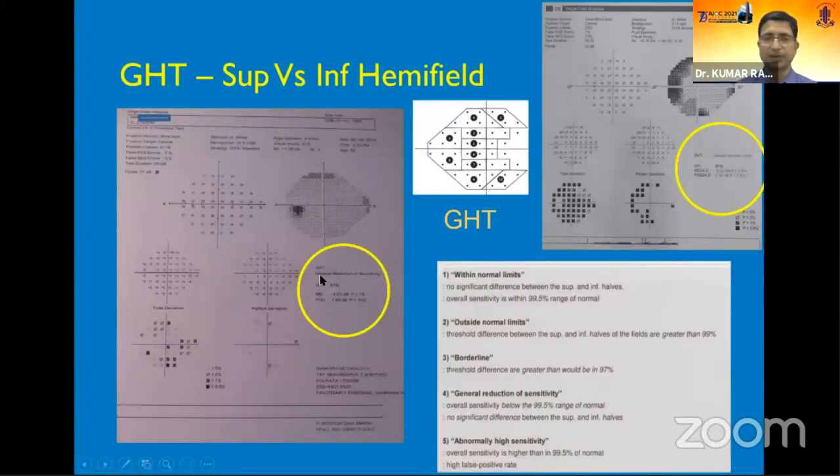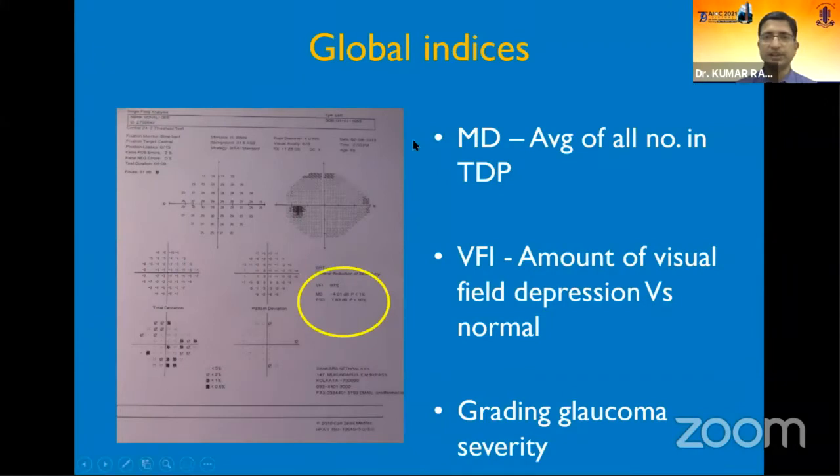Now coming to the glaucoma hemifield test, basically the system compares 5 areas of the superior field with 5 areas of the inferior field and gives us an idea whether the field is glaucomatous based on the criteria listed here. In global indices, we get a rough idea based on a single numerical value whether the patient's field test is within acceptable range or it is subnormal.